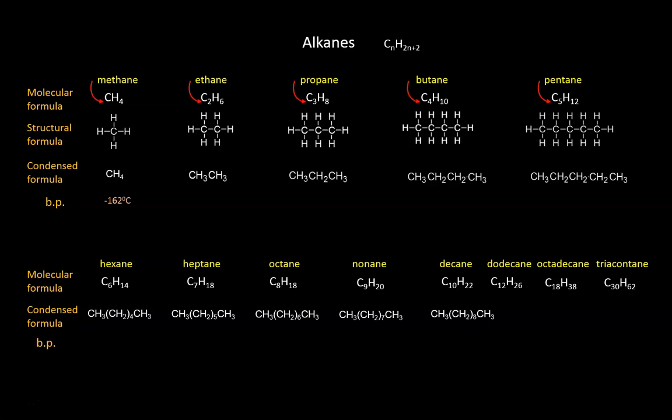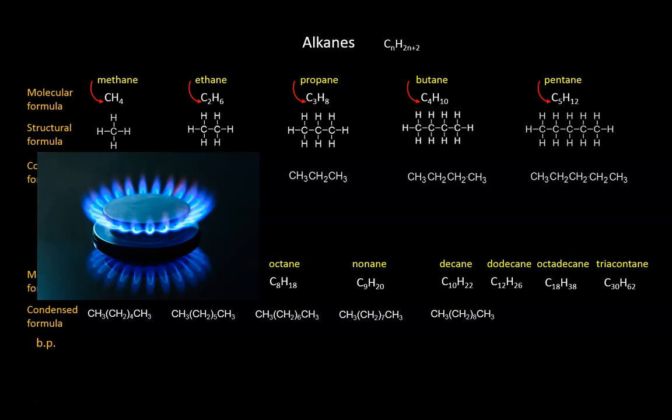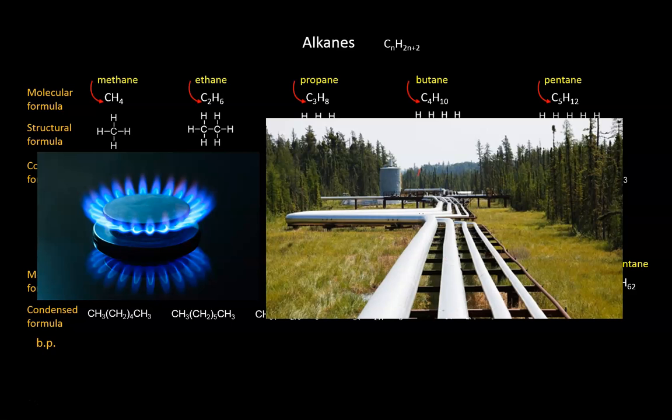Methane boils at minus 162 degrees Celsius, so it's a gas at room temperature. It is known as natural gas, which can be used in heating homes, as well as stoves that work on natural gas. If its temperature is lowered to about minus 160 degrees and under some pressure, it becomes a liquid and can then be transported through pipelines.